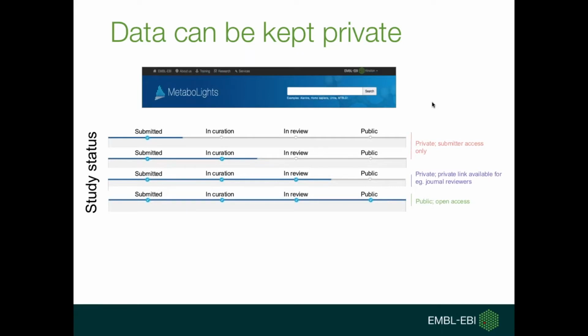Then while it's being curated, it's the curators and you who can see it. After that, they can give you a link that you can share with reviewers so that they can see it during the journal review process, but it is still not public for everybody to see. And once you have decided to make it public, then everybody can see it. This is one way that you can protect yourself from being scooped. Although I have to say that I've never actually seen anybody scoop somebody's data out of a database and publish it as their own.